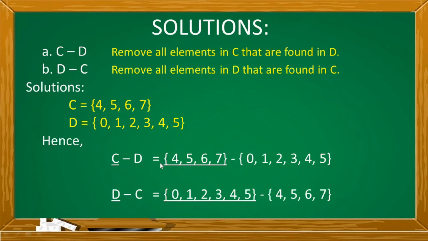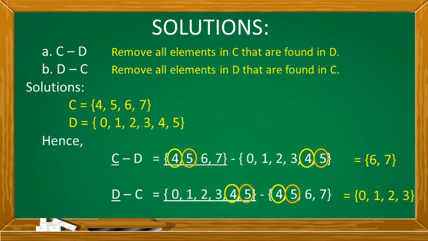For C minus D, the intersection or common elements of C and D are 4 and 5. So what are the remaining elements of the first set? 6 and 7. So C minus D is equal to elements 6 and 7. Next is D minus C. Again, their intersection or common elements are 4 and 5. What are the remaining elements or yung mga naiwang elements ng unang set or ni set D? We have 0, 1, 2, and 3. Nakakasunod ba?